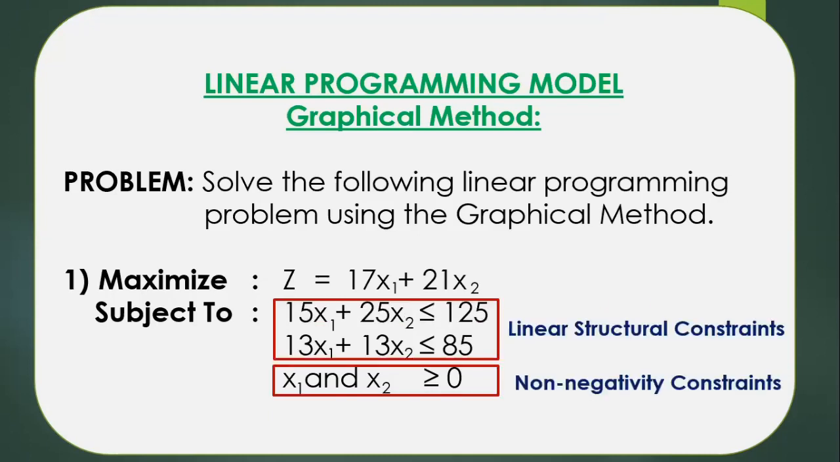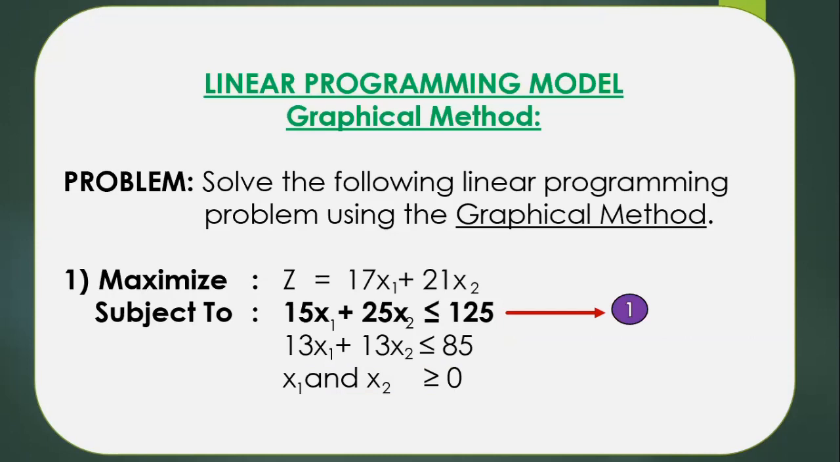Now, in order to solve a linear programming model using the graphical method, the first thing that we need to do is to convert our first linear structural constraint into an equation. So the one highlighted would be our first linear structural constraint. Since that is expressed as an inequality, we cannot make a graphical presentation of that. And so for that matter, we will convert that into an equation.